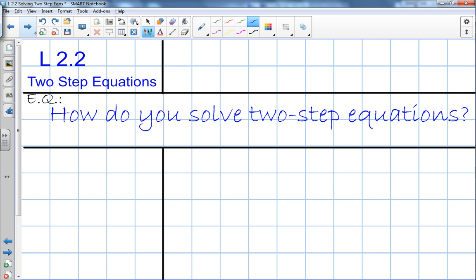Okay, so if you set your Cornell note paper up, you should have come up with an essential question like this: how do you solve two-step equations? Very straightforward. Add the words "how do you" in front of the learning target, and you have your essential question.